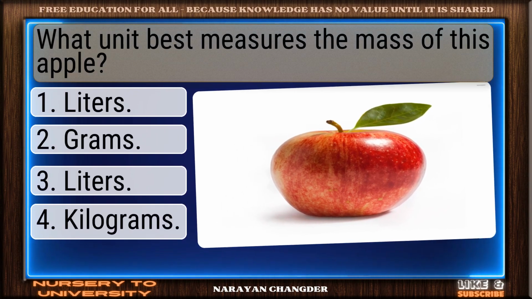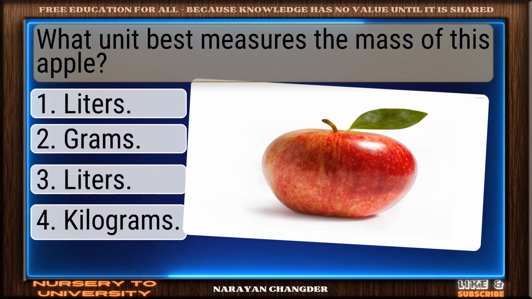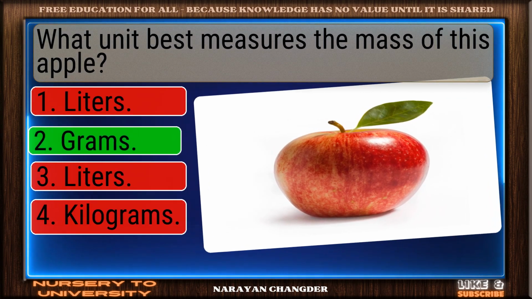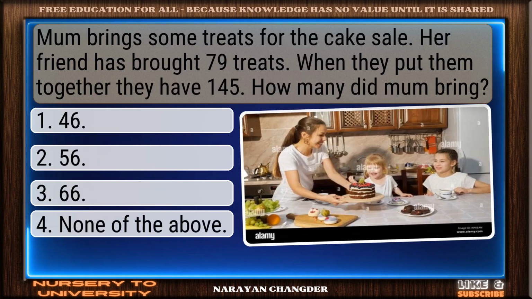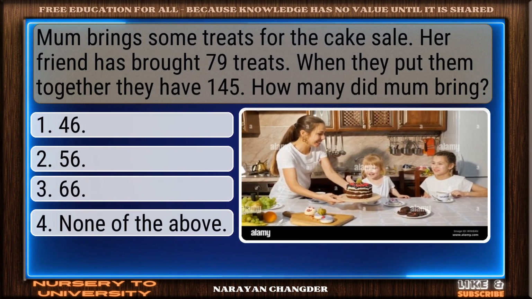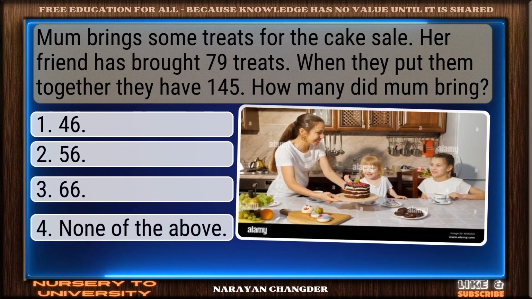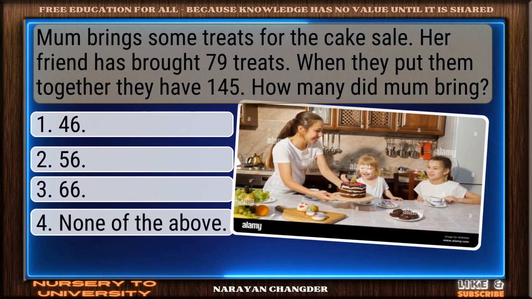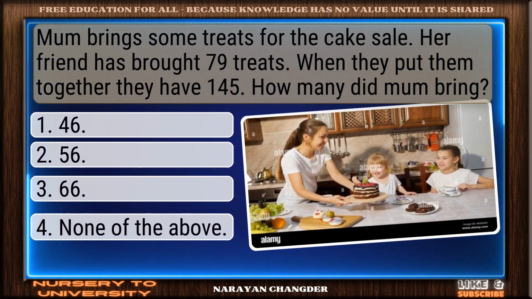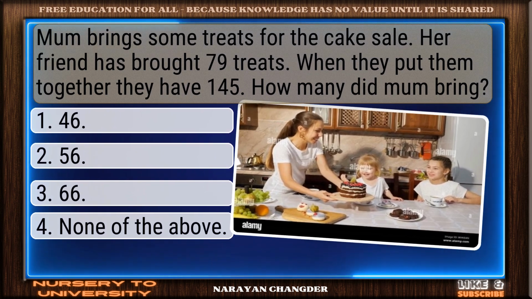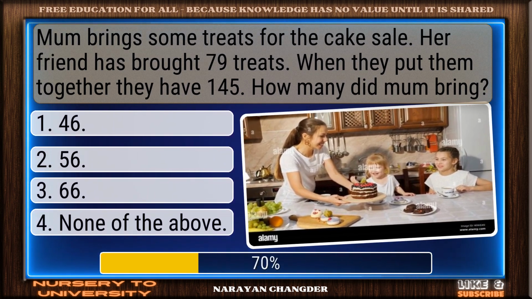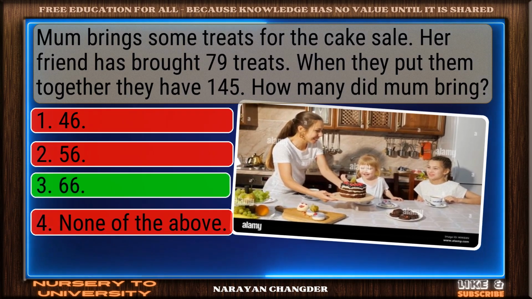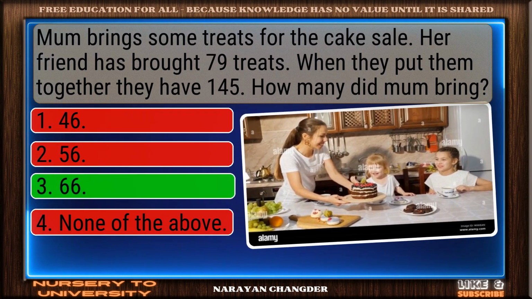What unit best measures the mass of this apple? Bravo, grams is the answer. Mum brings some treats for the cake sale. Her friend has brought 79 treats. When they put them together, they have 145. How many did Mum bring? Clear logic. Your choice 66 is sound and 100% true.